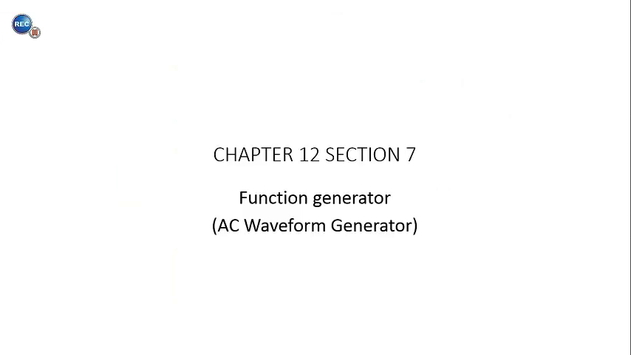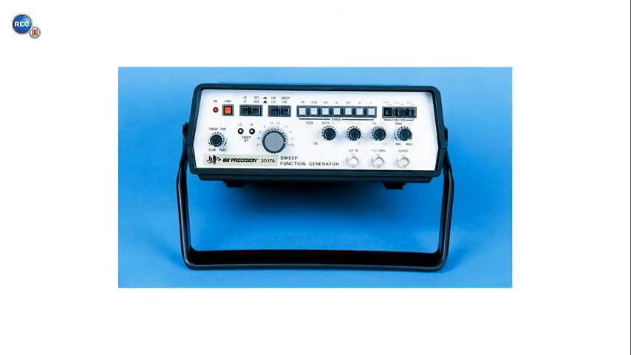This is section 7. It's about the function generator, and so this is an AC waveform generator. In DC circuits, we used a DC generator. It produced a DC voltage. We applied that to our circuits, and then we analyzed the circuit. The function generator is an AC generator, and so it's going to generate sine waves for us. Also, it can do triangular and square waves. We can adjust the frequency and the amplitude.